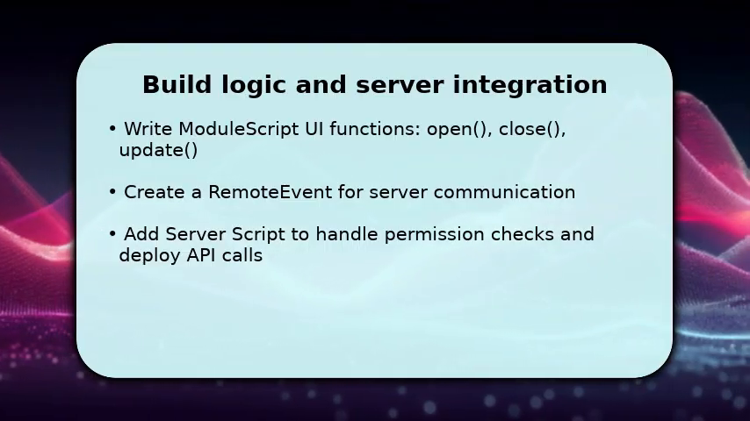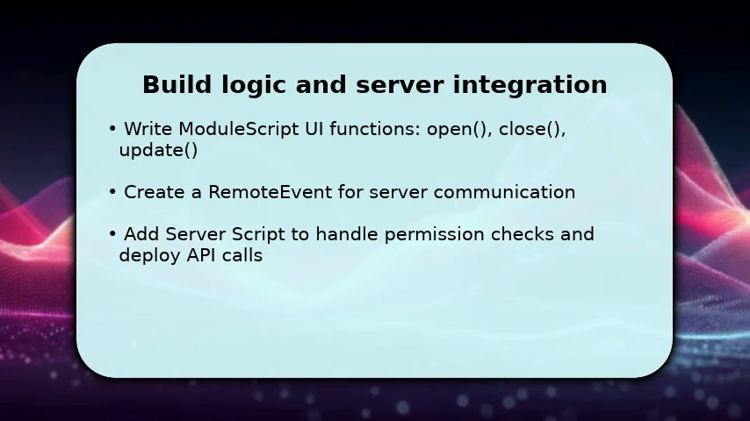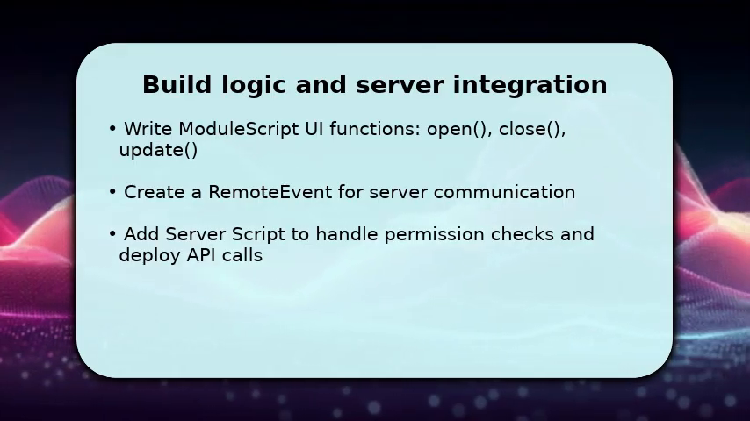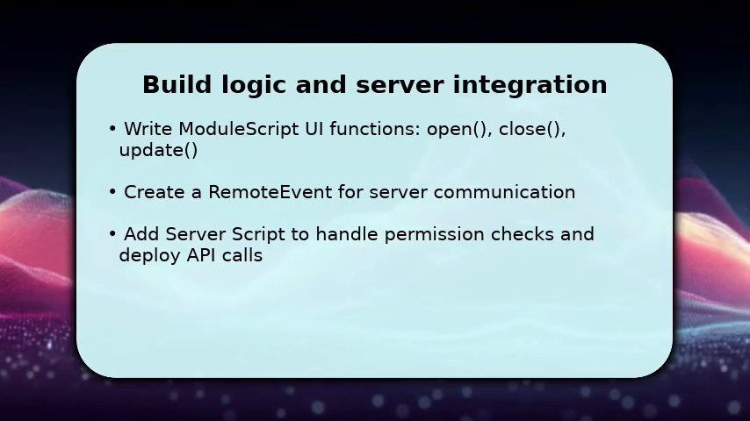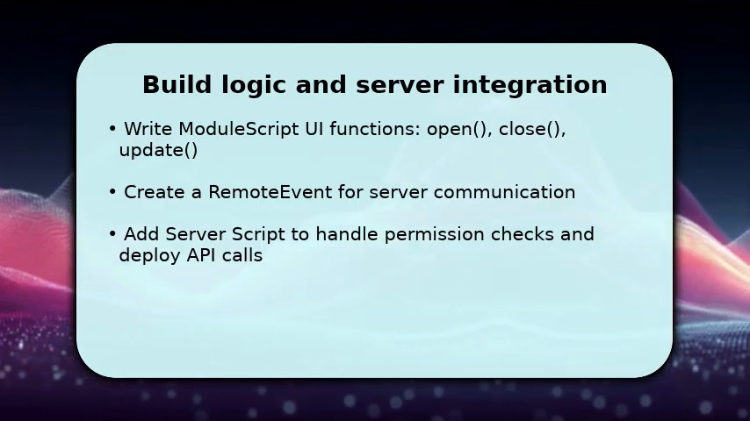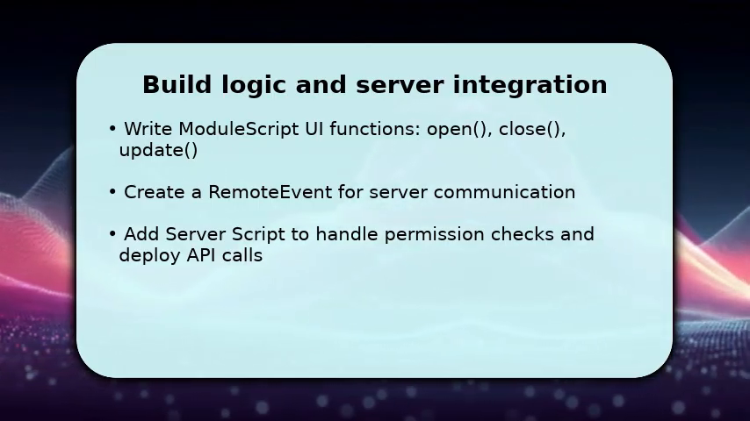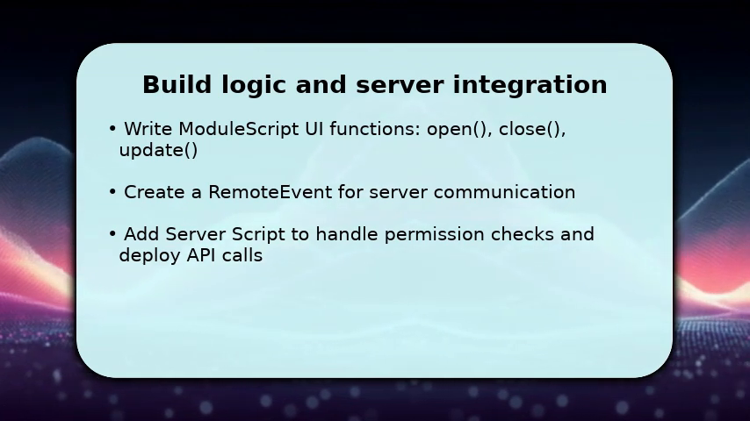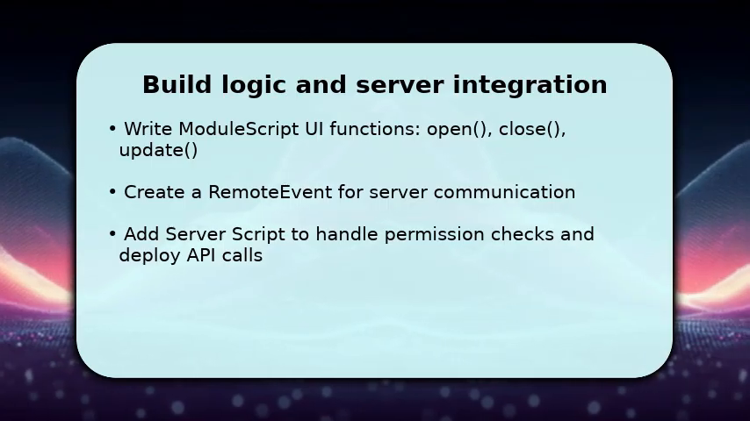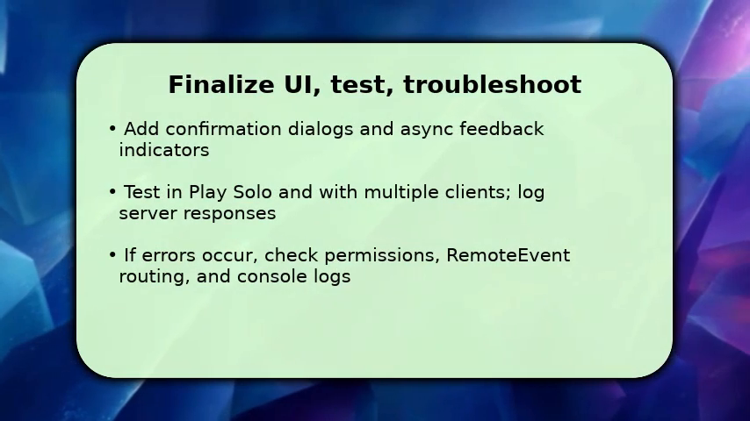On the server, listen to the RemoteEvent, validate player permissions, and call your deployment routine, for example, publishing a version or creating a private server through the appropriate API wrappers. Make sure to sanitize inputs and respond with success or error messages so the client can update the menu state immediately. Finally, polish the experience.